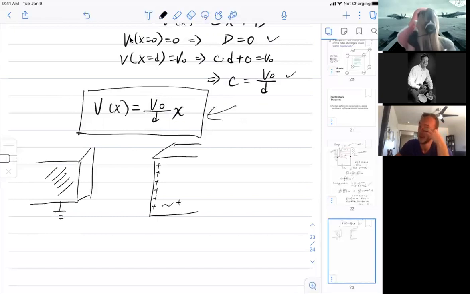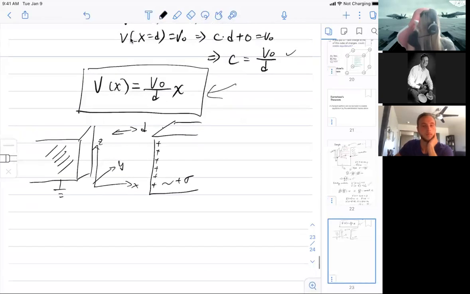I give you a charge distribution, and again, everything else is the same, X and Y and Z, the distance D in between. Because of this charge distribution, we can know what E is right outside of the surface. So if you use Gauss's law here, we apply Gauss's law.